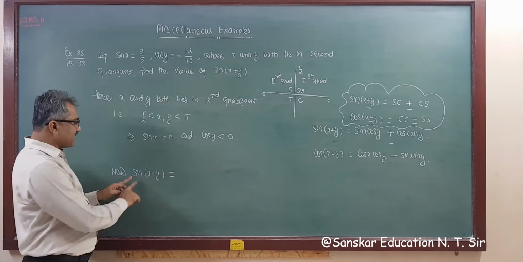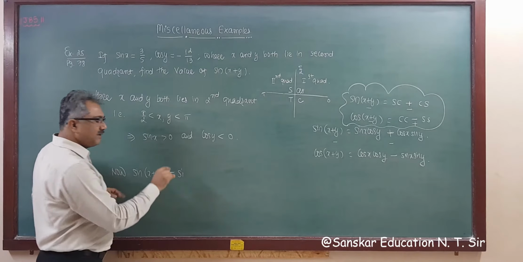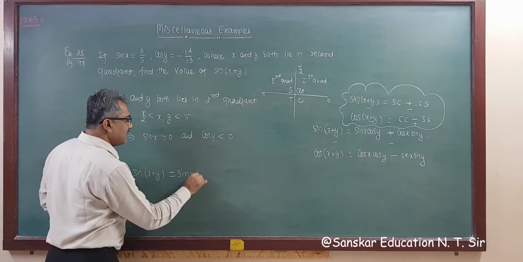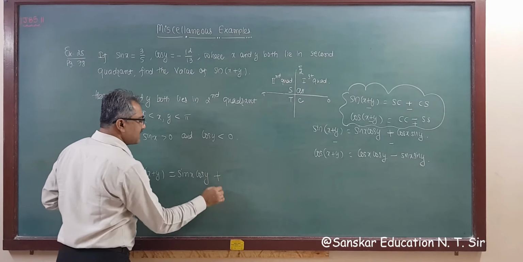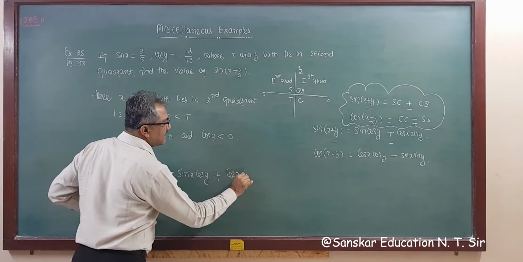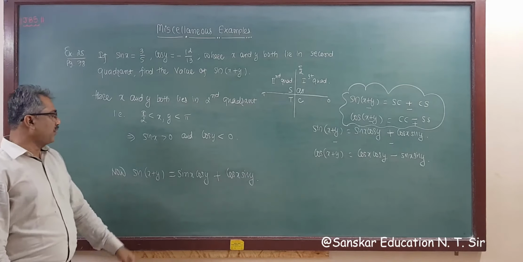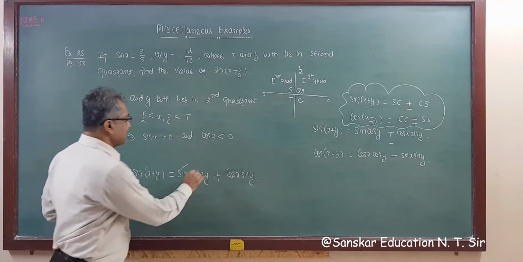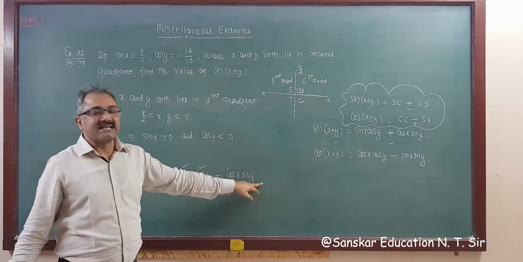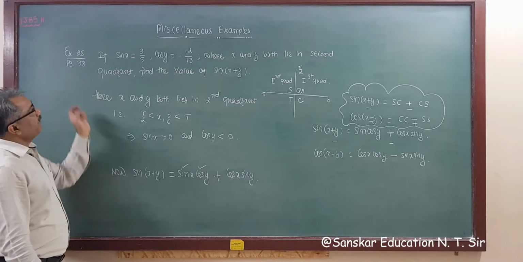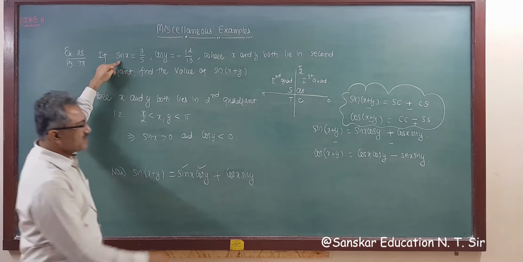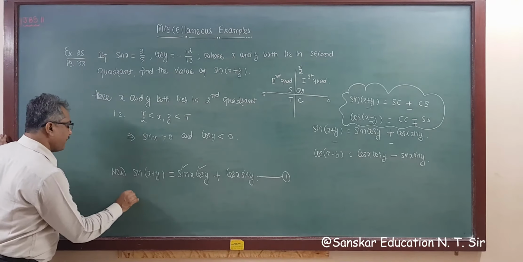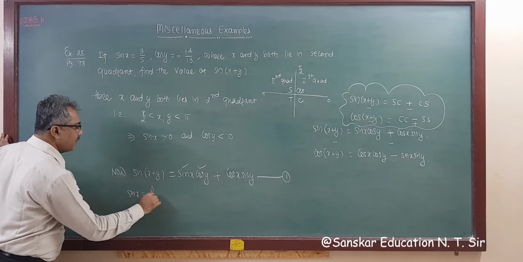So what is the formula? Sin means S C same, plus CS. So sin x cos y plus cos x sin y. What we require: it is given sin x is given, cos y is given. So we require cos x and sin y. So this is given, say this is equation number 1. Now sin x is 3 by 5.